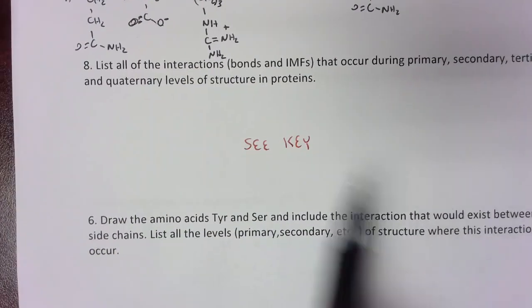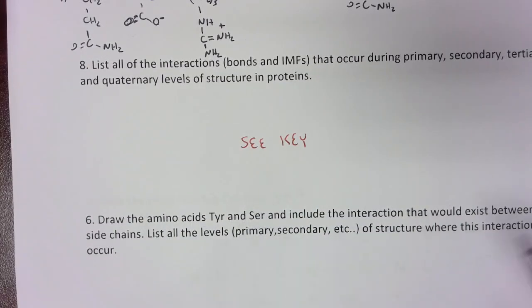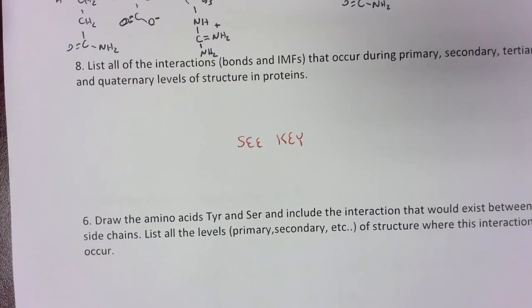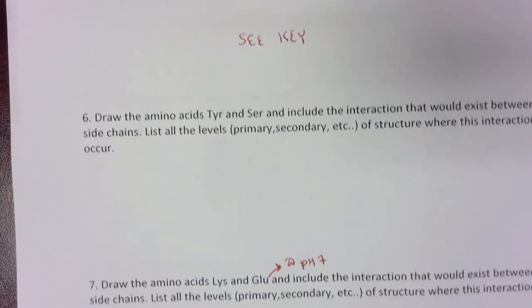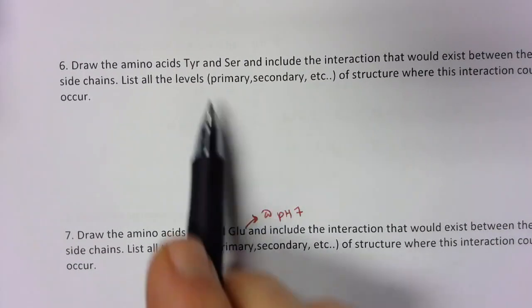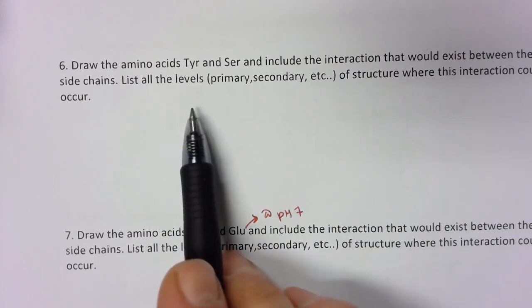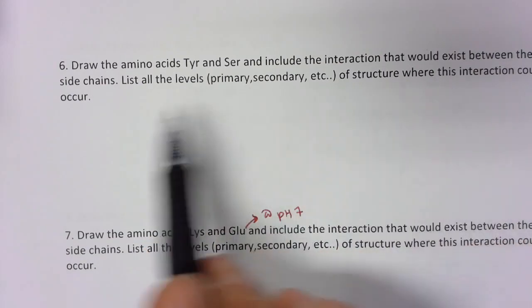For number 8, you can just see the key. I'm not going to actually write all these out, but the key lists them out. It's also in the PowerPoint notes. For number 6 and 7, I will draw these out. It says draw out the amino acids tyrosine and serine and include the interaction that would exist between the side chains. List all the levels of structure where this interaction could occur.